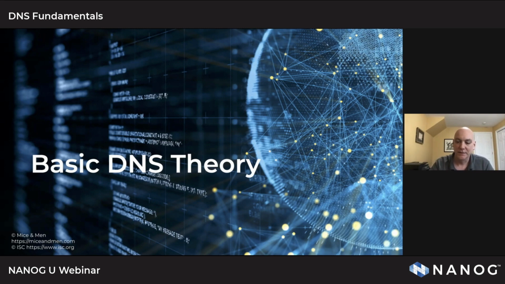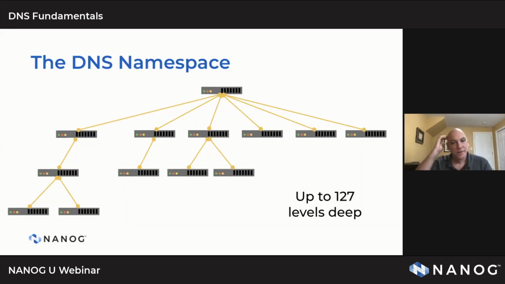So, basic DNS theory here. This slide has two purposes. I'm going to talk about the DNS namespace, but we've also got these little yellow dots, which are what we would call nodes in the namespace. And then I have some servers listed here, just to put in your mind that these servers are providing the implementation of this namespace.